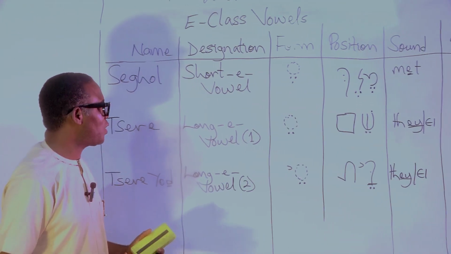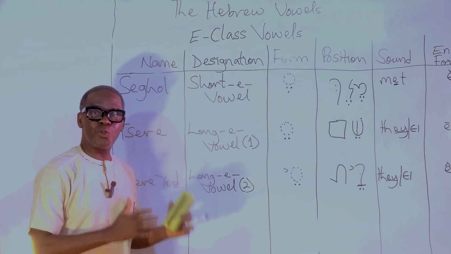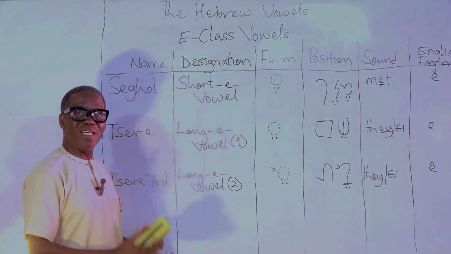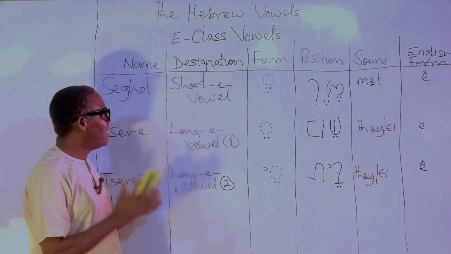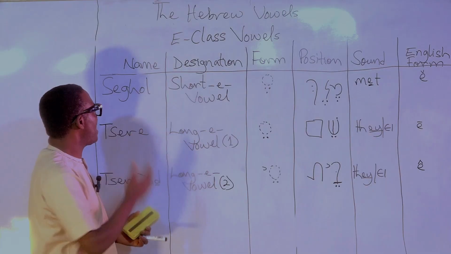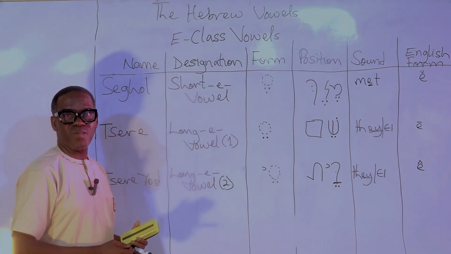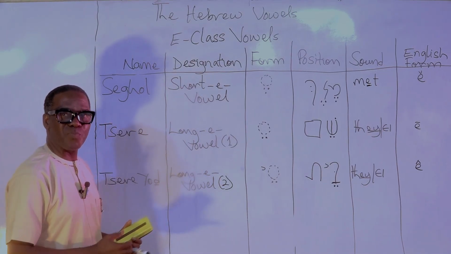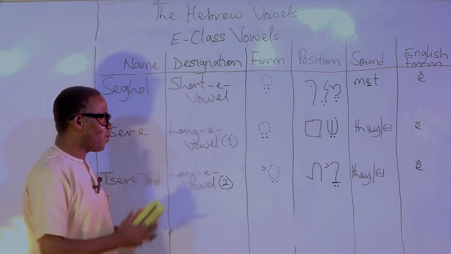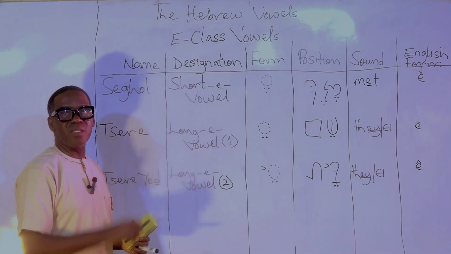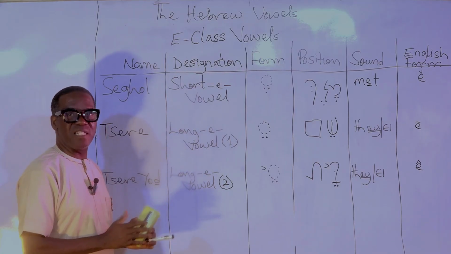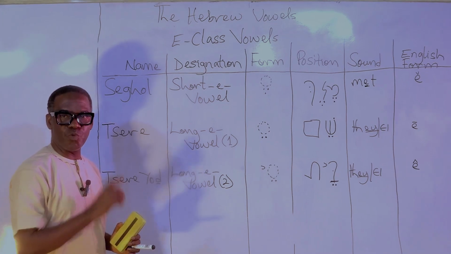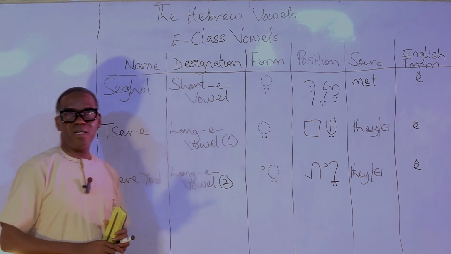Please take note of these two long E vowels and learn them very well. The short one is pronounced as E. The first long one is pronounced as A. The second long one is pronounced as A, but the forms are different. Take note of this as we go to the next vowel.